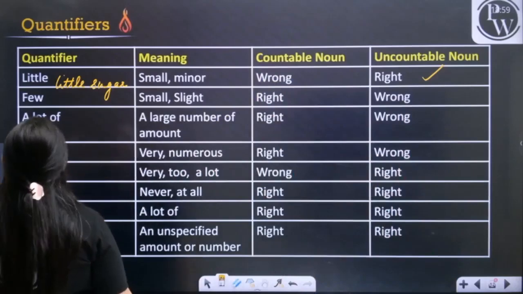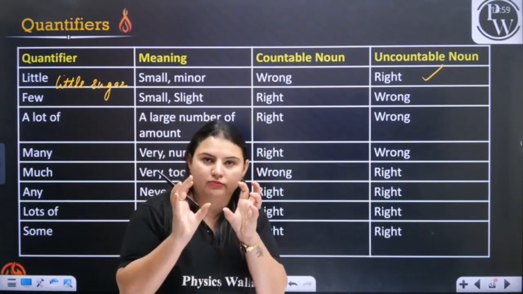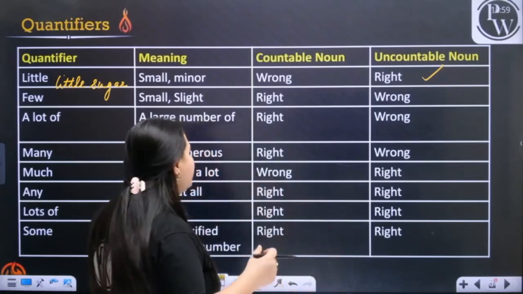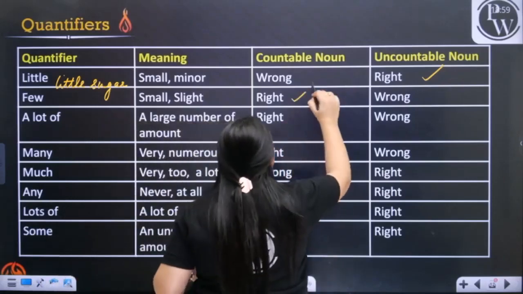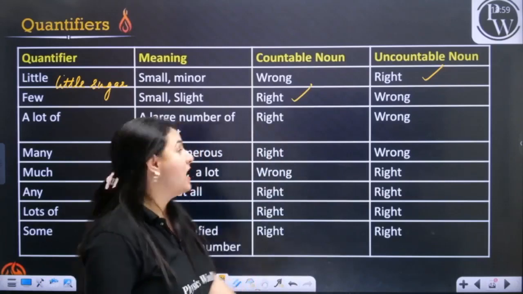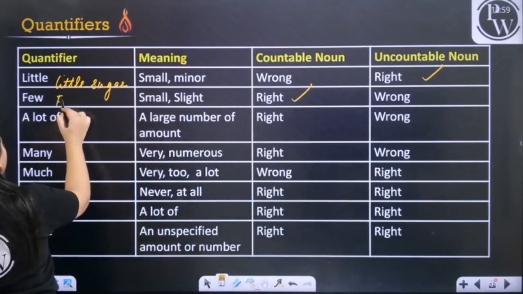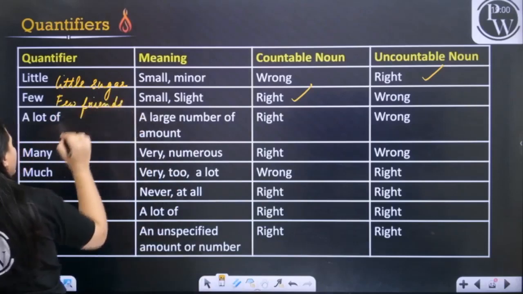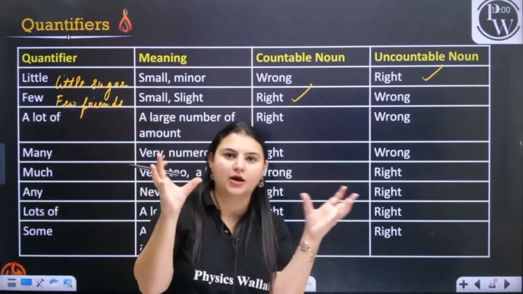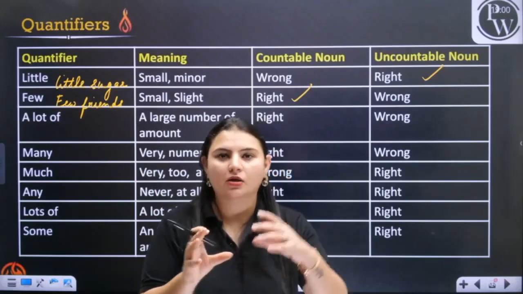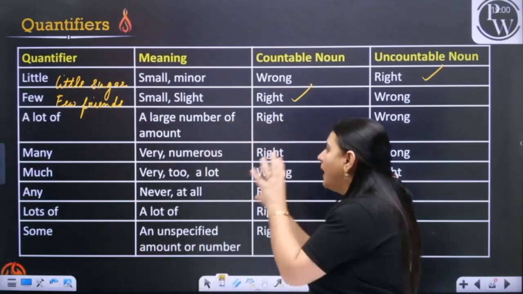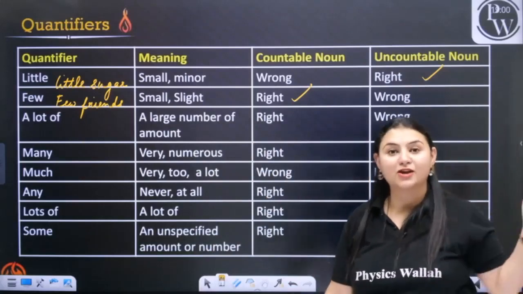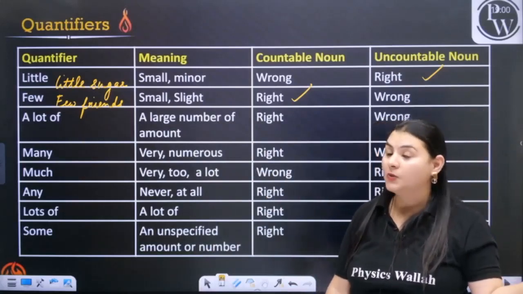Now, few also means small. It means a very small number, but we can only use it with countable. I have few friends, they are a very less quantity, but we cannot use few with uncountable. We can only use it with countable.